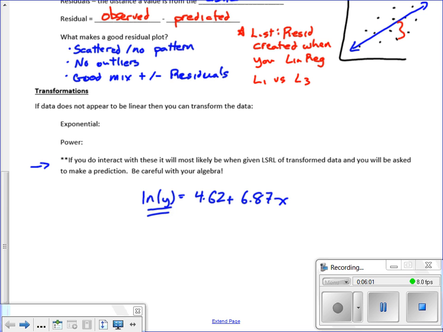So the two forms that we could see: an exponential model is when you took the log, or as you see below, the natural log, of just list 2 or our y list. And then a power transformation is when you take the log of y and x, or for us it would be the log of list 1 and list 2. So again, the most likely scenario is that you'll be given a transformed equation, and you're going to have to do something in terms of a prediction or maybe a residual, which again is a prediction, something like that.